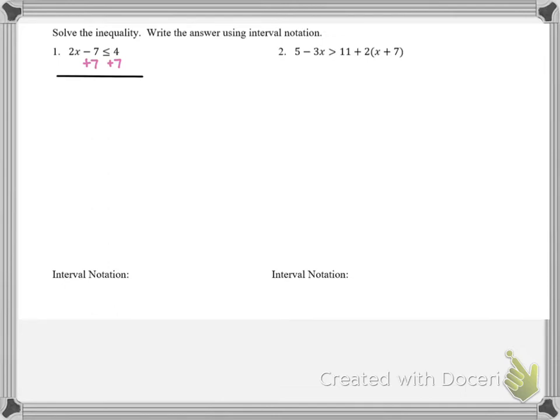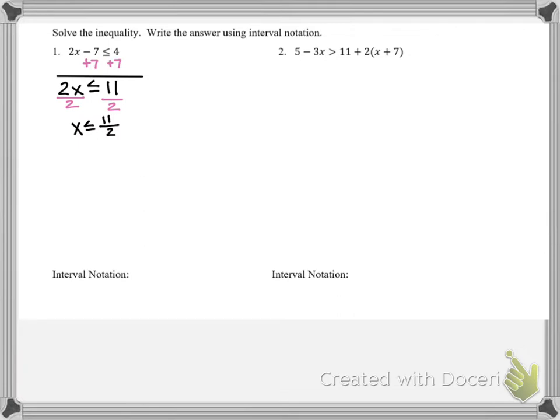So I'm going to start by adding 7 to both sides of the inequality. So now I have 2x is less than or equal to 11. And my next step is to divide both sides by 2, leaving me with x is less than or equal to 11 halves. It's perfectly fine to leave your answer as a fraction. You can say it's 5.5, but x is less than or equal to 11 halves is just fine.